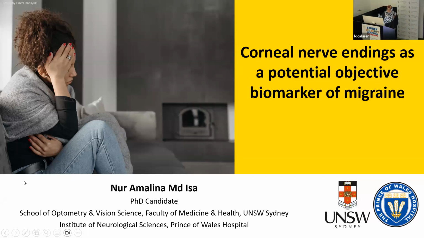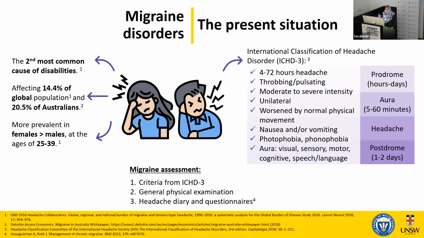Hi everyone, I will start my presentation by briefly explaining what migraine is. The Global Burden of Disease report found that migraine is the second most common cause of disabilities. It is a neurological disorder that is affecting about 14% of the global population and 20% of Australians. It is more common in females compared to males, especially at the age of 25 to 39 years old, which coincides with the normal peak productivity period.